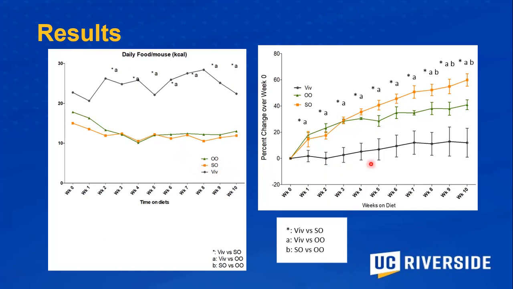Now on the right, we can see the percent change over when they were initially put on the diet. This is how much the mice gained in weight, as a percent increase compared to when they started. Initially they all started the same, and olive oil and soybean oil were not easily distinguishable. But towards the end, you can see that soybean oil, olive oil, and vivarium diets all had very distinct numbers, and soybean oil showed definitely the highest percent change since the beginning.